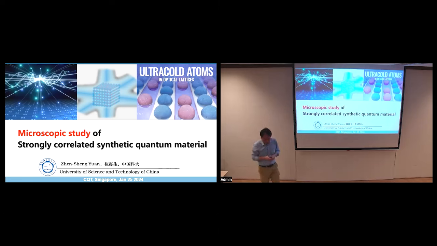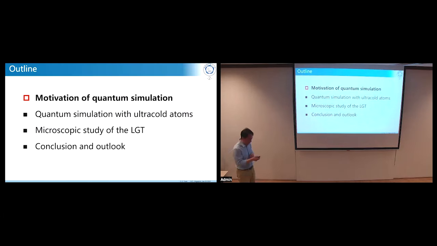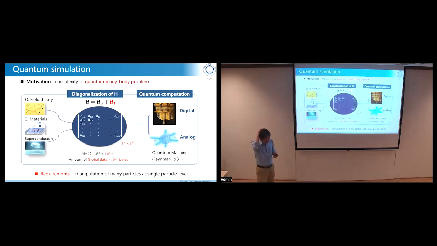So today I will show you some of our recent research in simulating some strongly correlated systems. What is called a synthetic quantum material is where we use neutral atoms to build a quantum crystal. The crystal could be an analog to some sort of condensed matter that can be created in the lab, or some strongly correlated system which can be described from a theoretical model. So here I show you the motivation for quantum simulation.